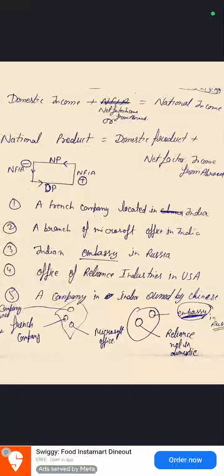The office of Reliance Industries is a private organization. Wherever it is located, it is not in the domestic territory of that country. A company in India owned by a Chinese owner is not an embassy, not a government agency, and not an international organization. So it is definitely domestic territory.